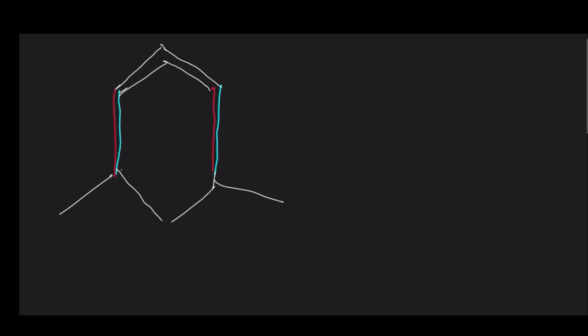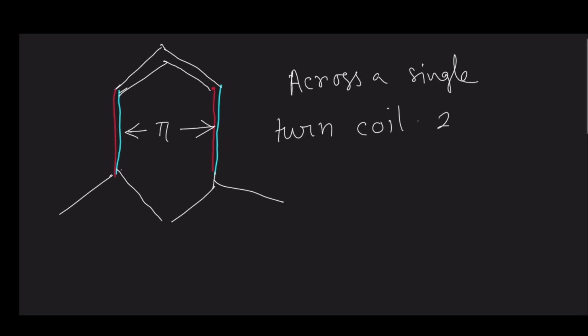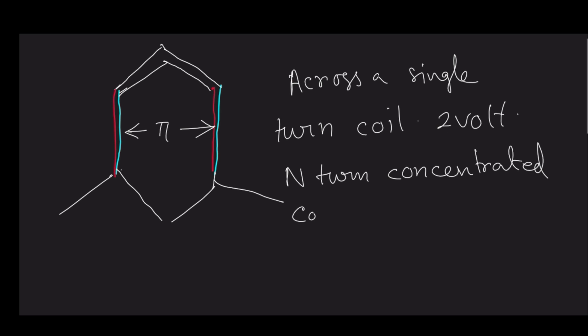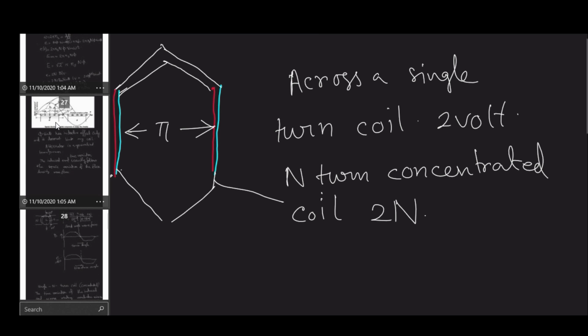Now here the question is that it's very easy to understand that it is like having a concentrated coil, maintaining exactly pi angle difference between them. If across a single turn coil you can get an RMS voltage of 2 volt, then for an n-turn concentrated coil, you will get how much? 2 into n.